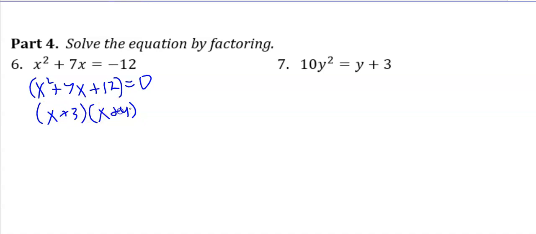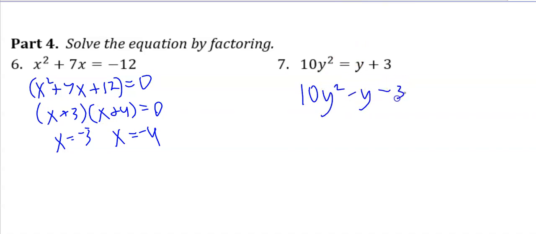And plus and plus. And it does say solve. So to solve, you go to the next level, which is -3, set each factor equal to 0, and -4. So -3 and -4 are solutions. Here again, you want to set it equal to 0 before you do anything. So 10y squared minus y minus 3 equals 0.